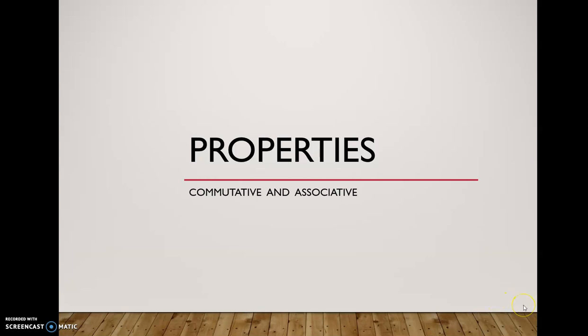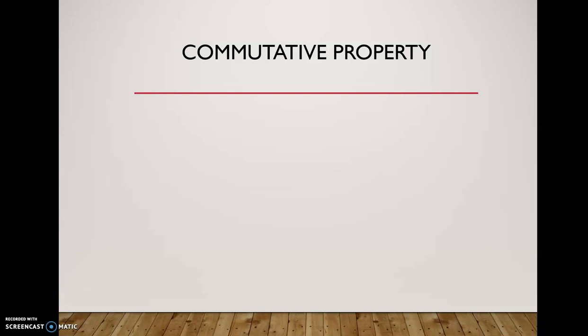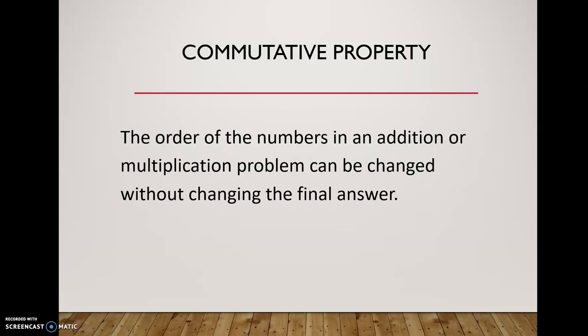Hi guys, today we're going to be talking about properties, specifically the commutative property and the associative property. Now, let's start off with the commutative property, since we touched base on this last week. Our definition is the order of numbers in an addition or a multiplication problem can be changed without changing the final answer. So we also said that you could remember this as CO, change order.